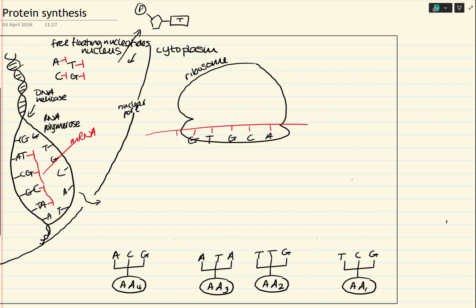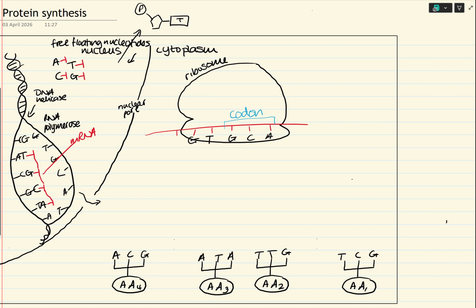So now our mRNA strand has left the nucleus, gone to the nuclear pore, got to the ribosome, which is in the cytoplasm. Now, the bases are read in groups of 3s. This is called a codon. So A, C, G is read as a base sequence of 3.